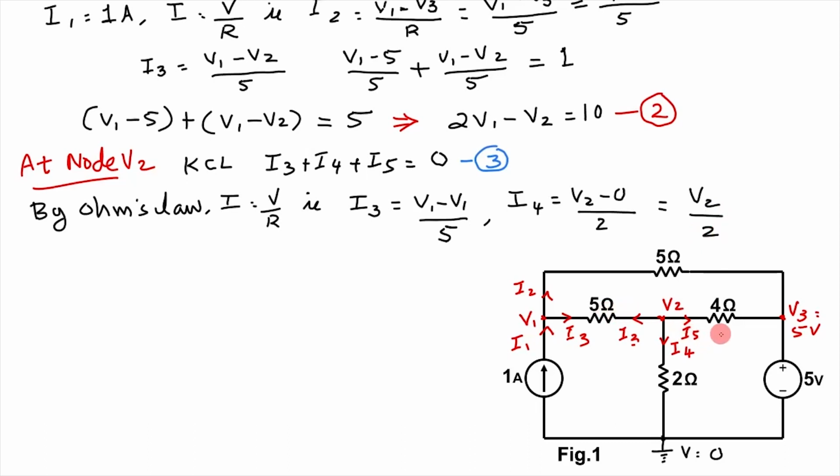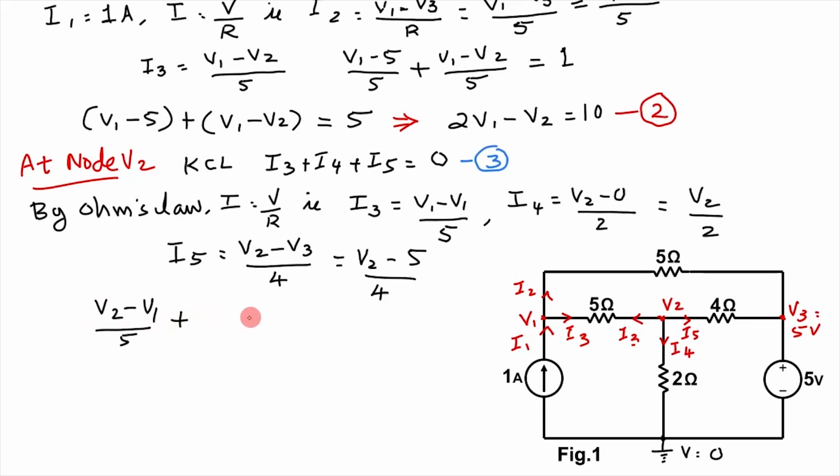And I5 is equal to the difference between these two voltages divided by resistance: V2 minus V3 divided by 4. V3 is 5 volt, so this is equal to V2 minus 5 divided by 4. Equation 3 can be written as I3, V2 minus V1 by 5, plus I4, V2 by 2, plus I5, V2 minus 5 by 4, which is equal to 0.